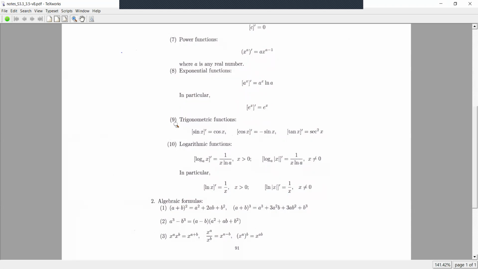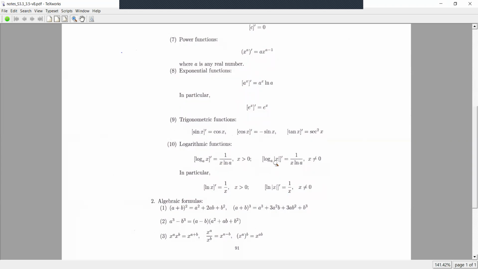Number 9, derivative of sine is cosine. Derivative of cosine is negative sine. Derivative of tangent is secant squared. Number 10, derivative of a log is 1 over x times natural log of a. Derivative of a log of absolute value of x is 1 over x times natural log of a.